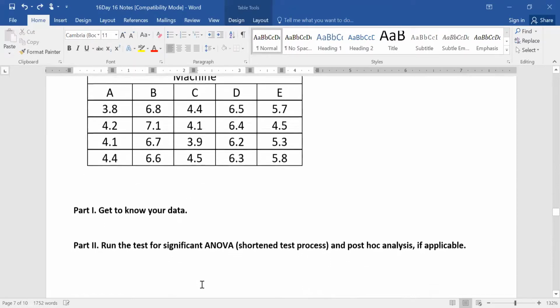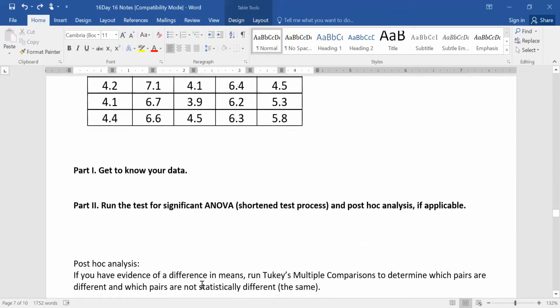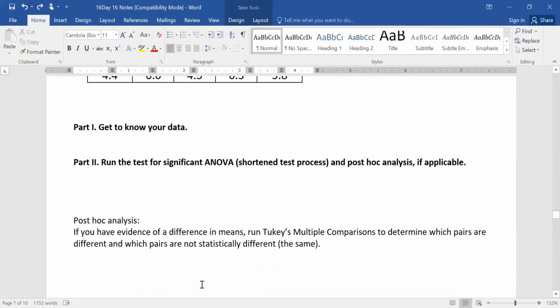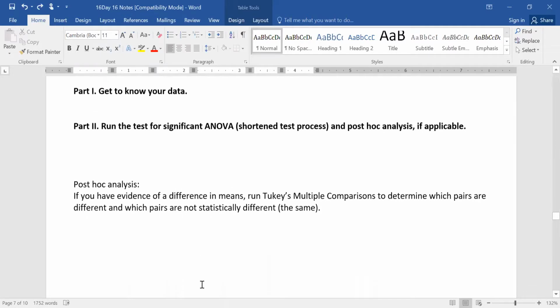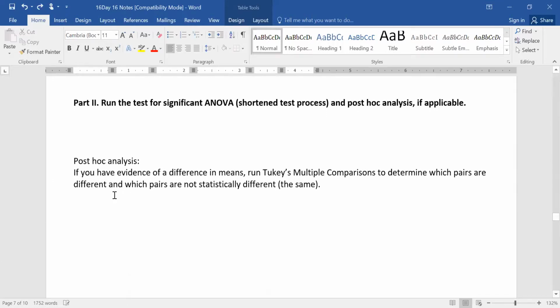Okay. So this says, let's get to know our data. This is the stuff we did last class, so we'll run through that real quick, and we're going to run the test for significant ANOVA, and I want to work through that with you. And then it says, what's the post hoc analysis? That is my Tukey's comparison. I probably should add that to the first page as another way it's worded, okay? So it's just like our follow-up, okay? So it says right here, if you have evidence of a difference in means, run the Tukey's comparison to determine which pairs are different and which pairs are not different, which ones are the same.